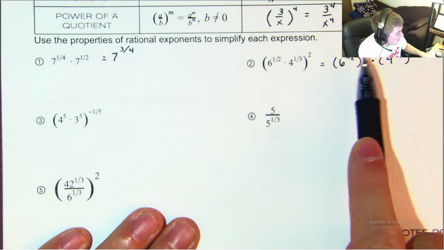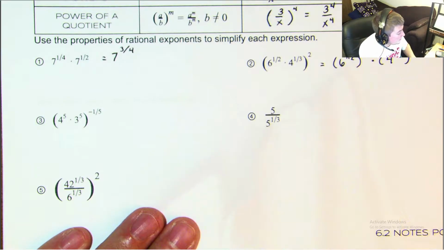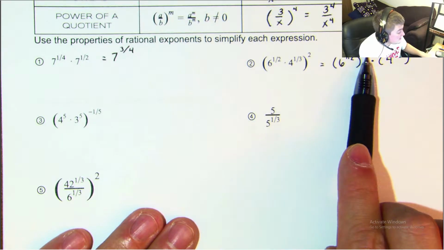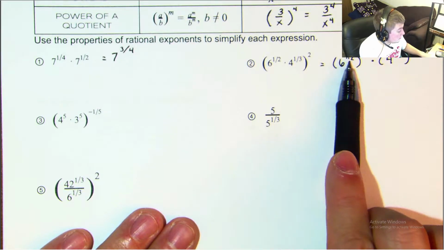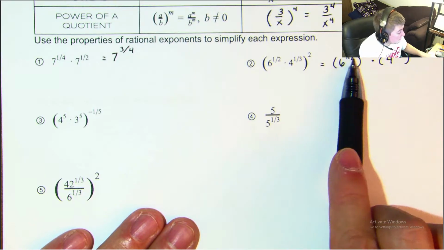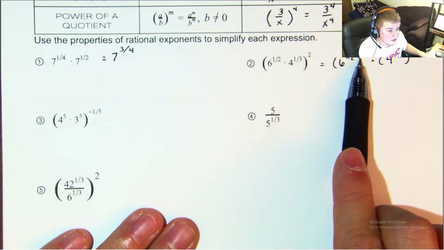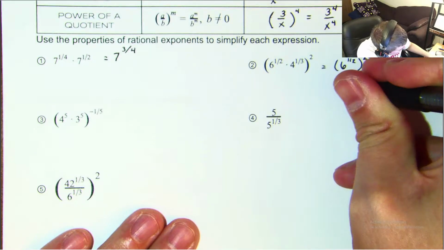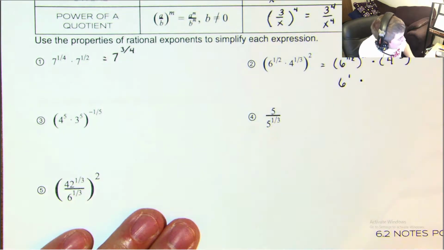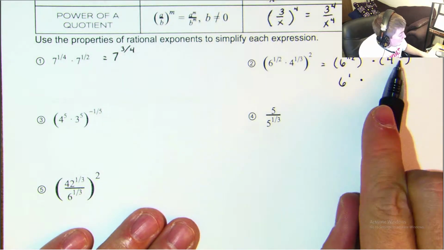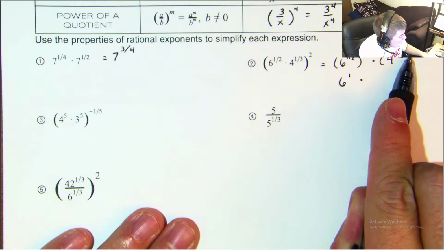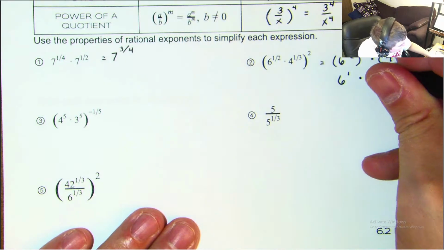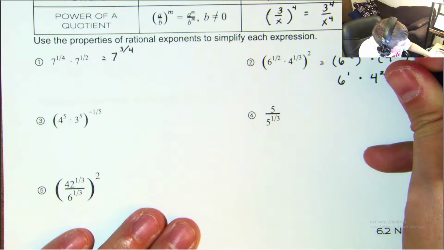Now I just have 2 problems that are powers to a power. So 6 to the 1/2 power raised to the second power. Well, what would I do? Power to a power means I would multiply each of these exponents. So 1/2 times 2 is just 1, and here I get 6 to the first power. Then 4 to the 1/3 power raised to the second power would be 4 to the 2/3 power.